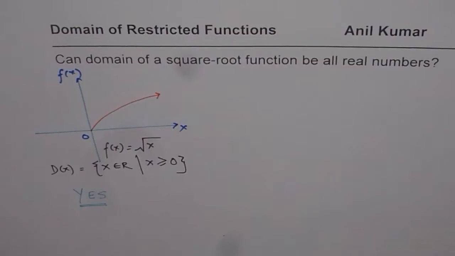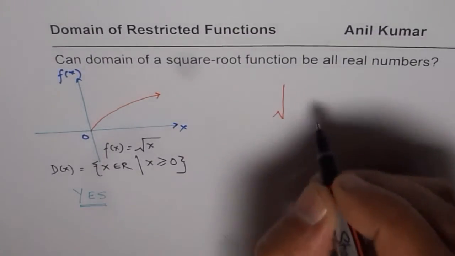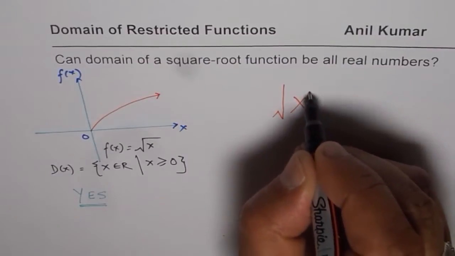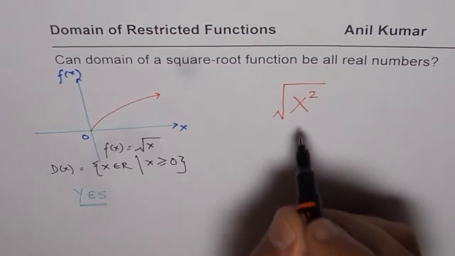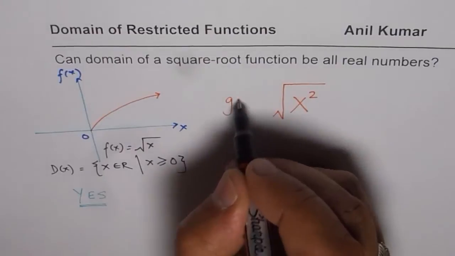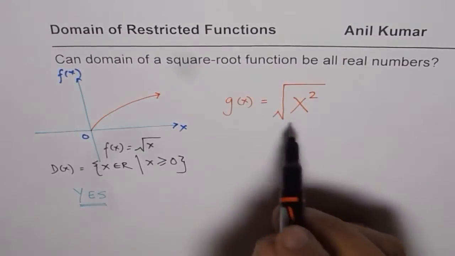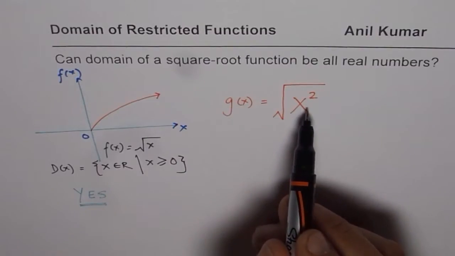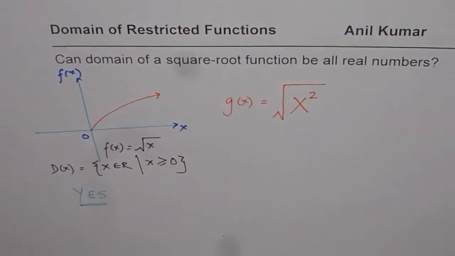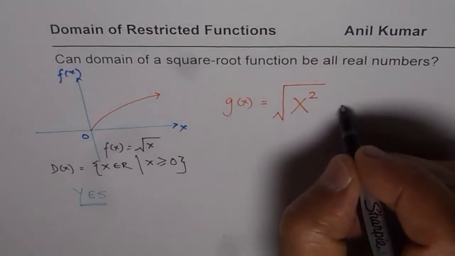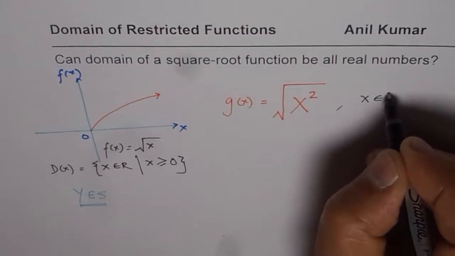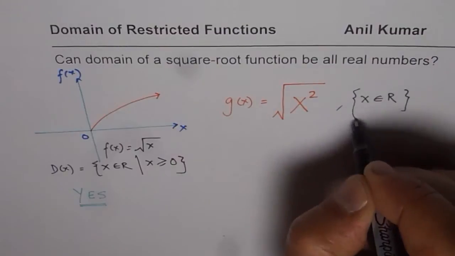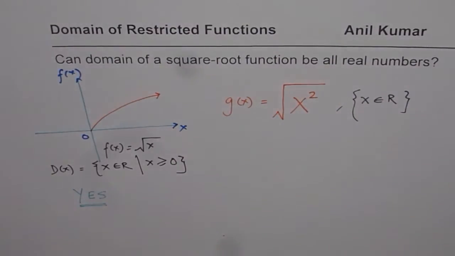Think about it. Let us consider this particular function, square root of x square. Now if I write x square, and let me call this function g of x, then can x square be negative? No. So for this particular function, the domain is all real numbers. Do you get the idea, right? So we have a square root function whose domain is all real numbers.